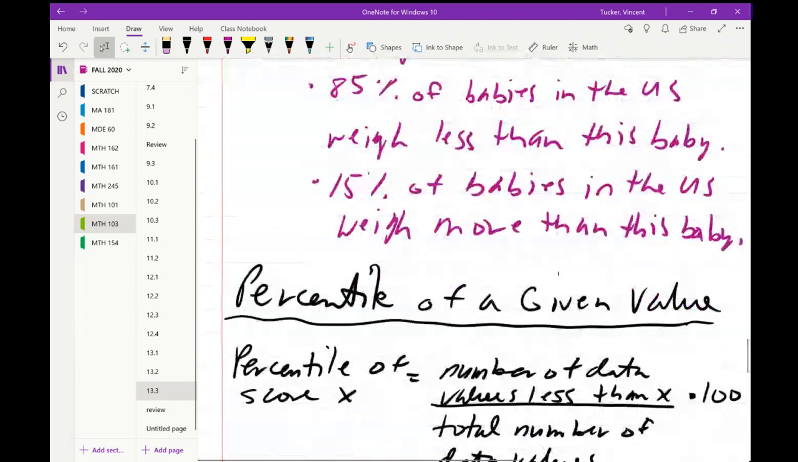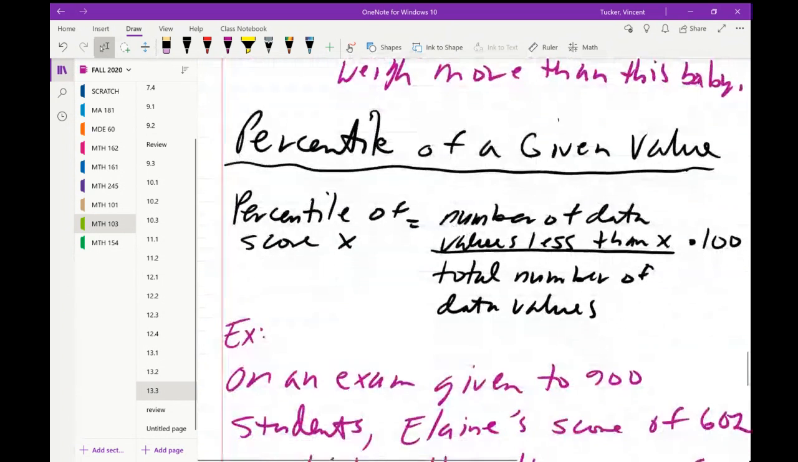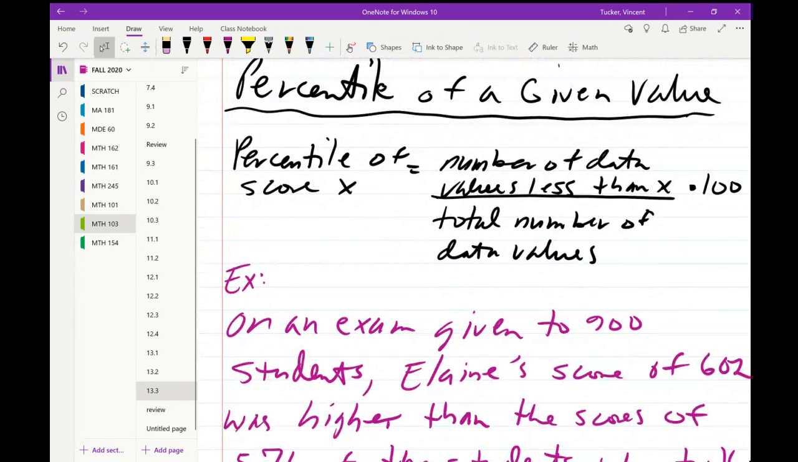All right. So to find a percentile of a given value, you will take the number of data values less than that number, divided by the total number of data values that you have, and multiply by 100.